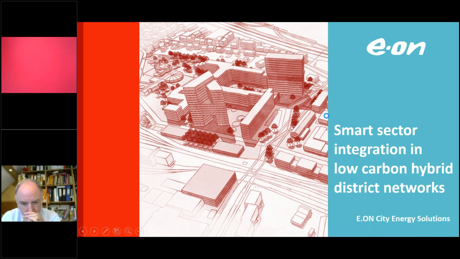I'm Boris Klemann. I work for E.ON, as I've said, in the City Energy Solutions Department, which is basically our district heating and cooling segment. And by means of this presentation, I would like to give you a short insight into our ideas on smart sector integration in hybrid district heating networks, i.e. low-ex and energy networks. Next slide, please.